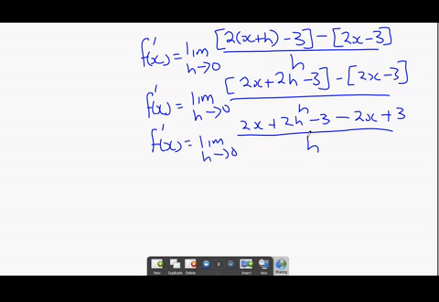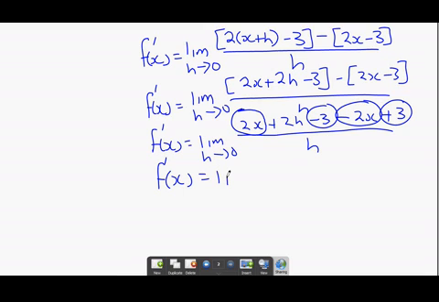So now we're going to see that if we look carefully here, this one will subtract this one, and obviously this one and this one will negate each other, which means that they will cancel out because of subtraction. Negative 3 plus 3 is 0. Then we are going to have our function f of x prime is equal to limit as h goes to 0, and now we have got 2h over h.